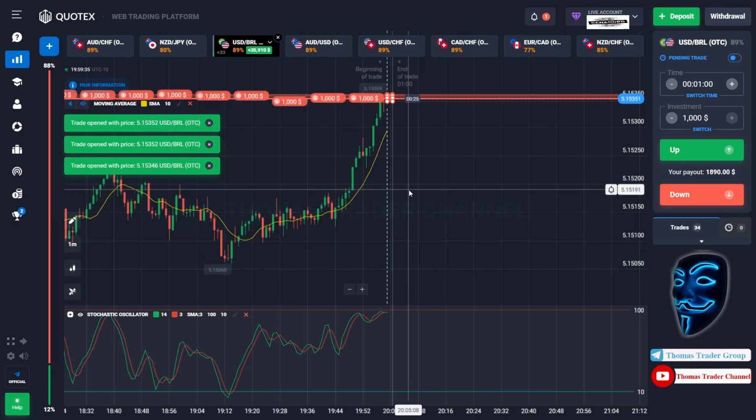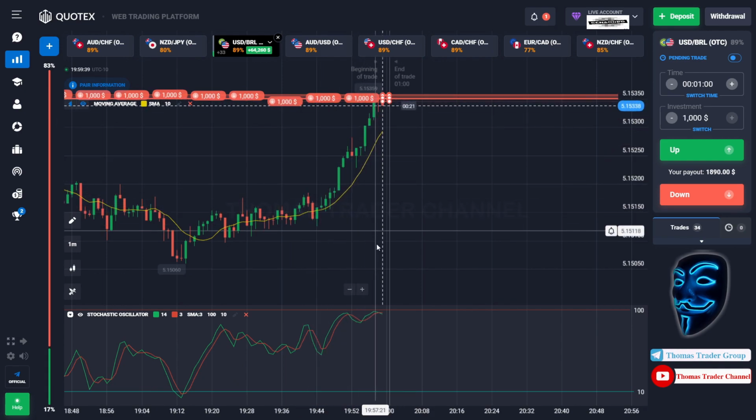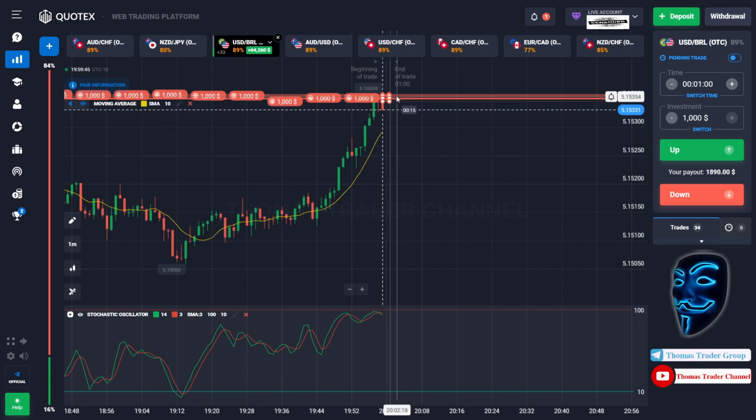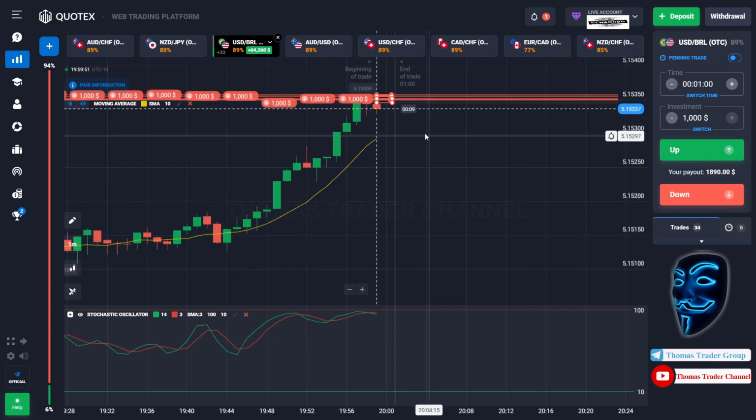As you can see, the market is going bullish. And the market has already touched the overbought area. When the market touches the overbought area, it will make a rebound and it will make a correction to the moving average line before it continues the bullish trend. Let's prove it and let's wait till the end of our trade.